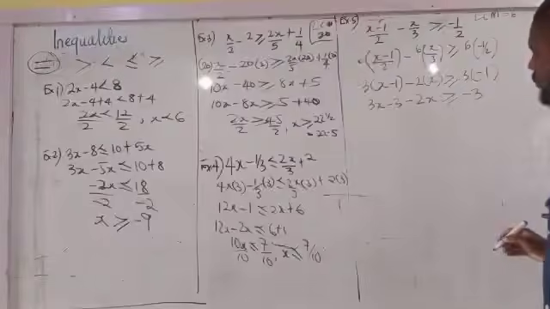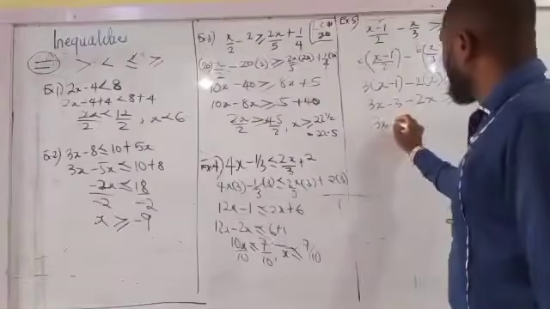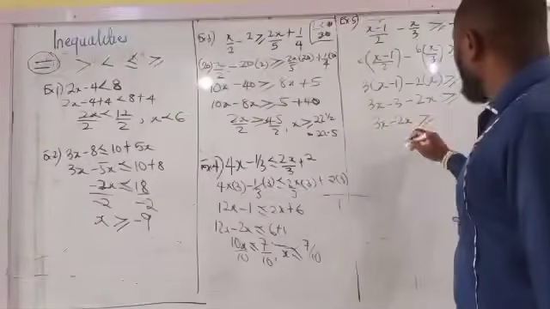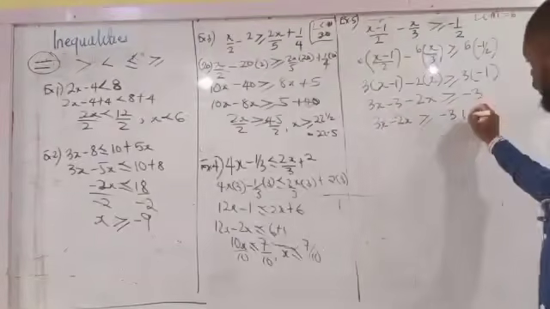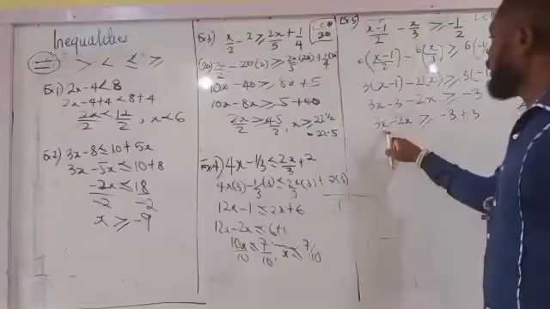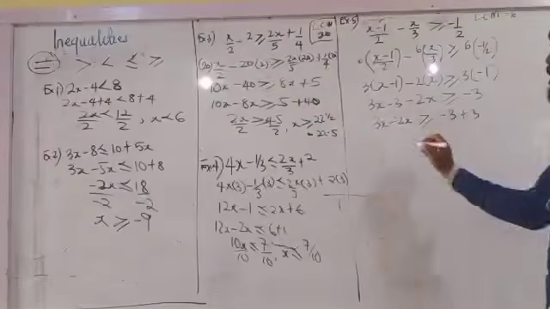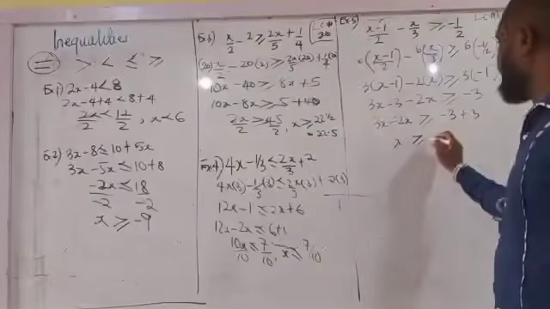Taking like terms, 3x minus 2x greater than or equal to minus 3. Minus 3 over here becomes plus 3. So you have 3x minus 2x, which is x, greater than or equal to 0.